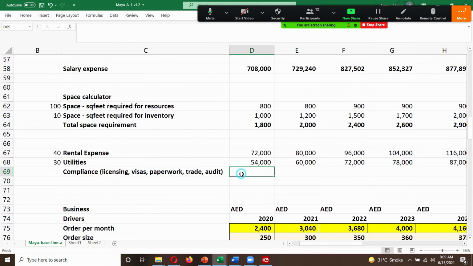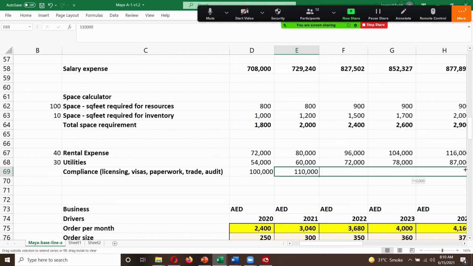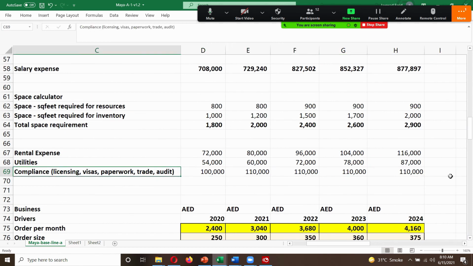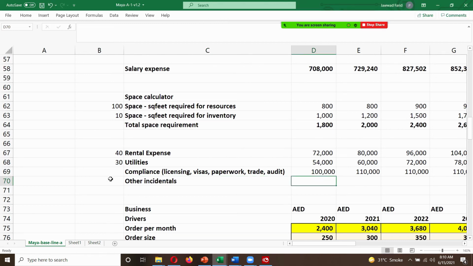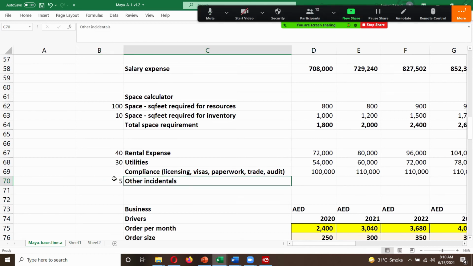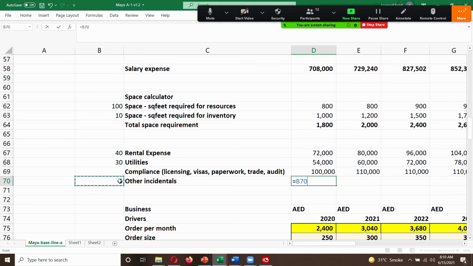So I'd say about 100,000 dirhams a year, and this cost goes up every year. So it goes up like clockwork every year in those spaces. So you've got licensing and compliance, and then you have other incidentals. And we sort of hook that to, let's say, 5 dirhams. We link that to square footage. So that's going to be 5 F4 into 1800. There you go.